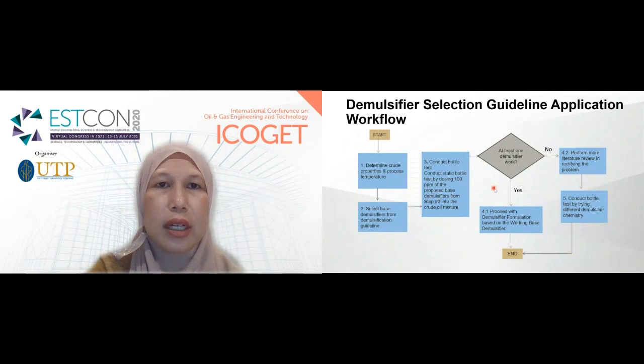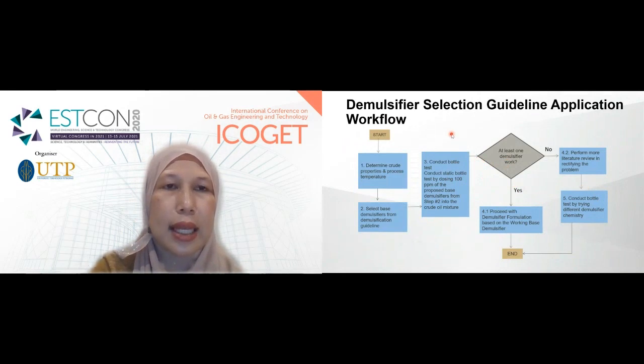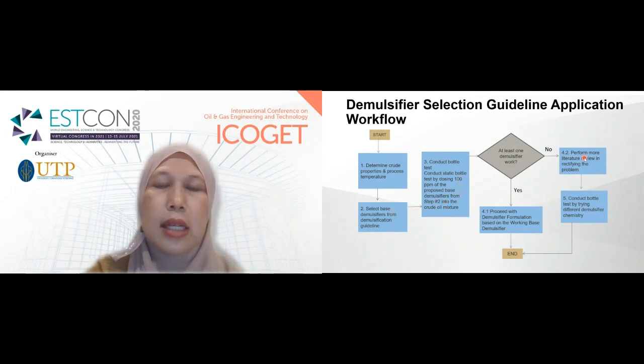After we have developed the demulsifier relationship, now we can use this guideline and apply it in this workflow. So we start from determination of the crude properties and process temperature of your crude, and then we select the base demulsifiers from the recommended RSN from the guideline. And then we still need to conduct the bottle test by dosing 100 ppm of the proposed base demulsifiers from step 2 into the crude oil mixture.